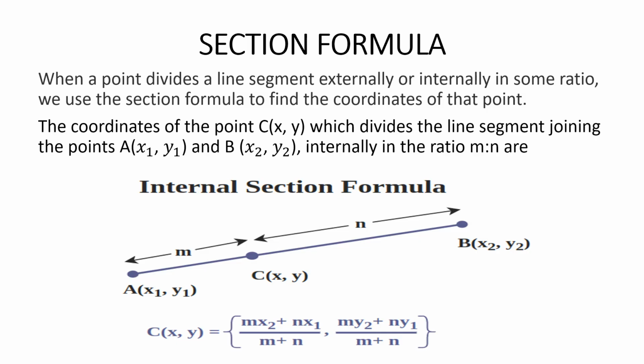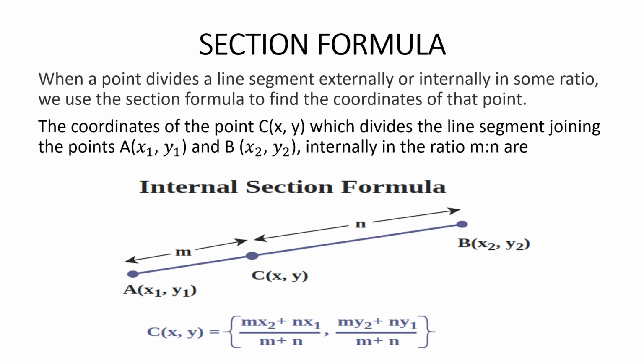Like we had the distance formula in which we found the distance between 2 points, we have another important formula called the section formula. When a point divides a line segment externally or internally in some ratio, we use the section formula to find the coordinates of that point.